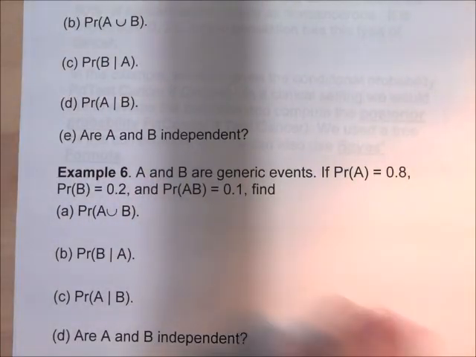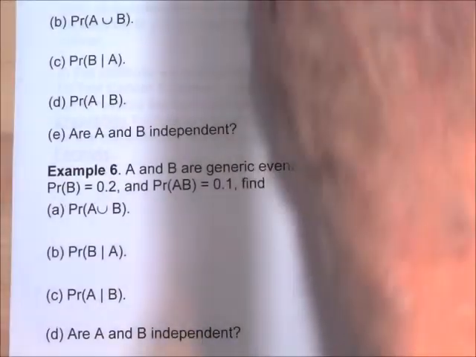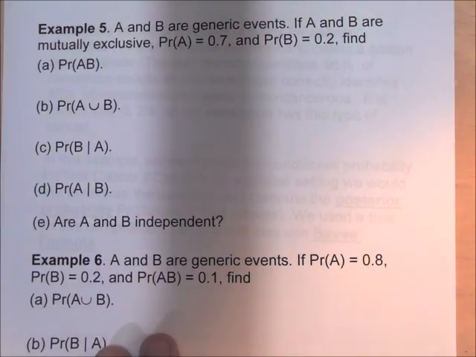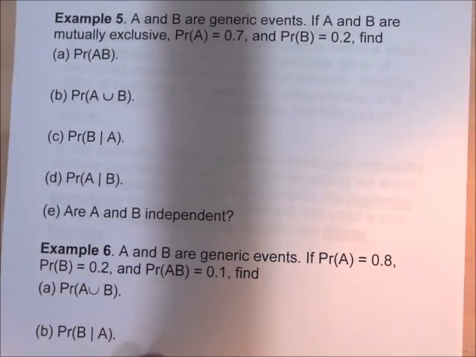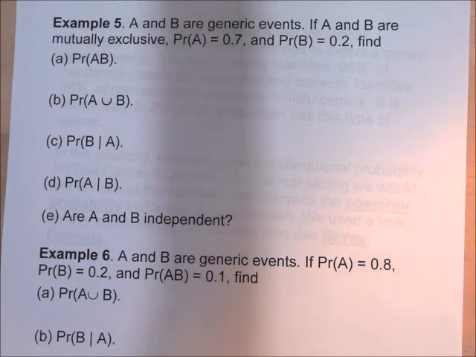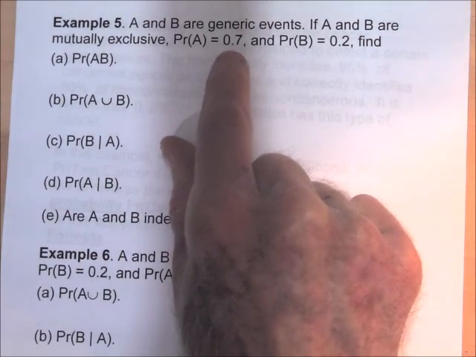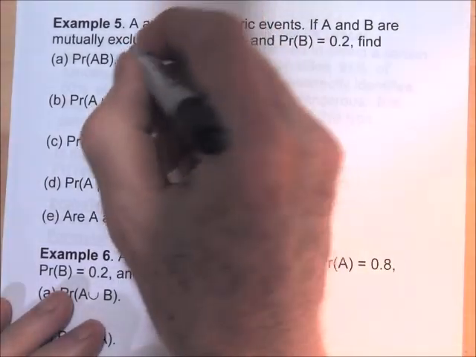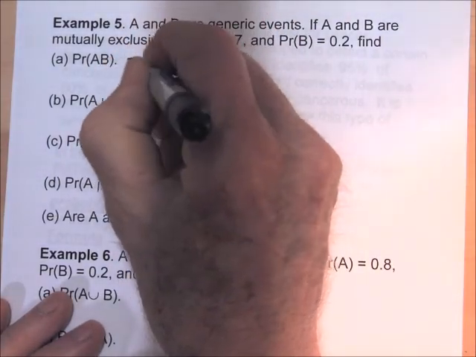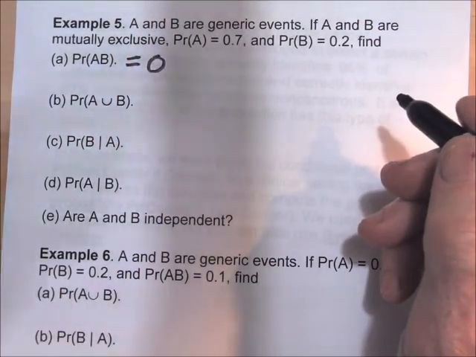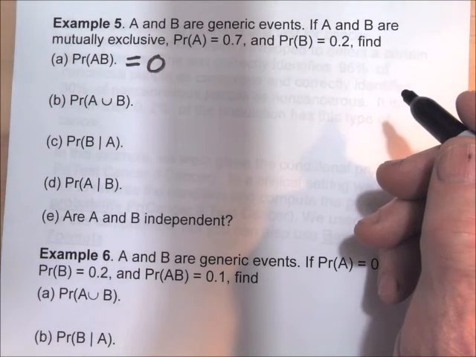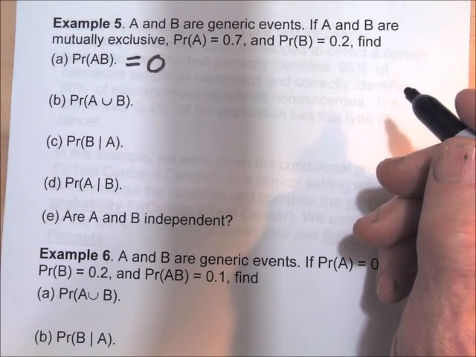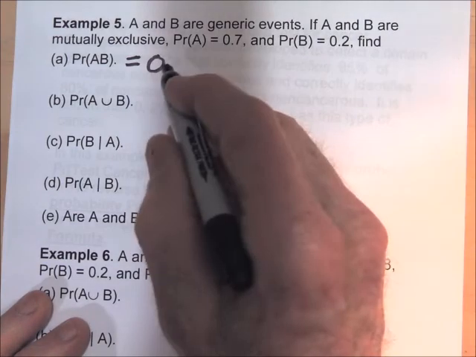Okay, so again, A and B are generic events. And this time A and B are mutually exclusive. And probability of A is 0.7, probability of B is 0.2. We want the probability of both. So if they're mutually exclusive, the probability of both is going to be 0. Mutually exclusive means that both events cannot happen at the same time. So the probability of both is 0.